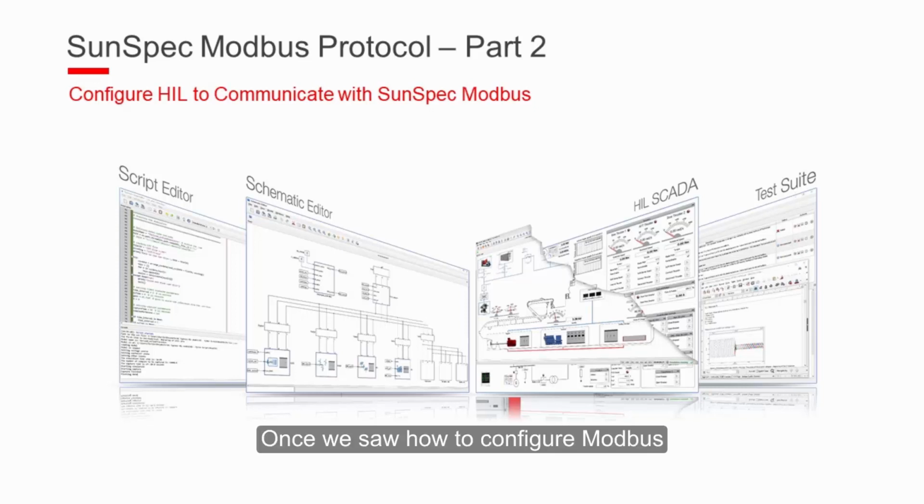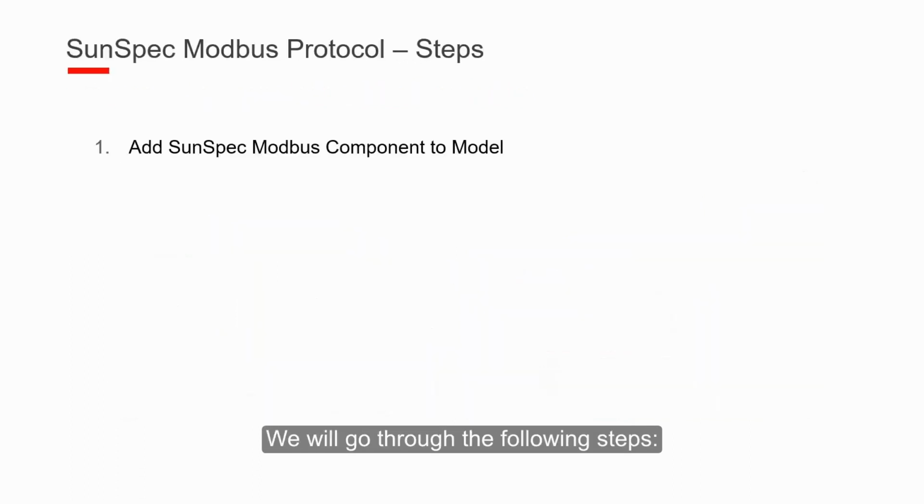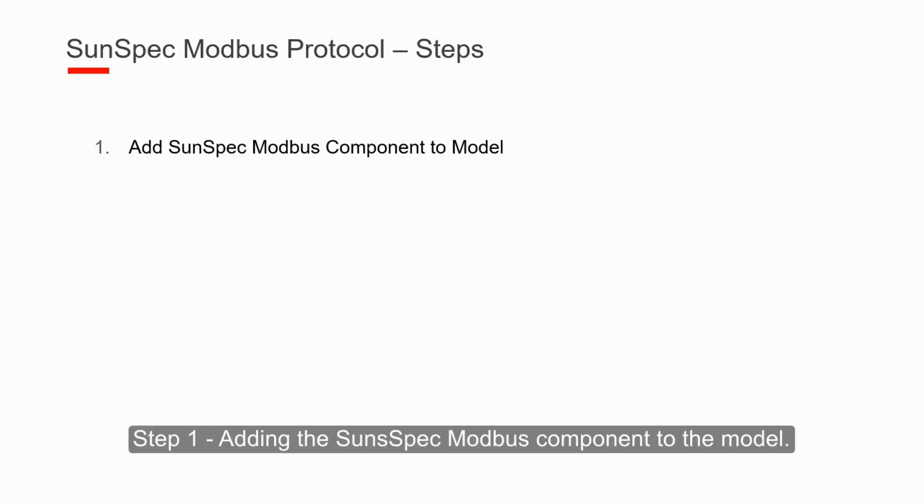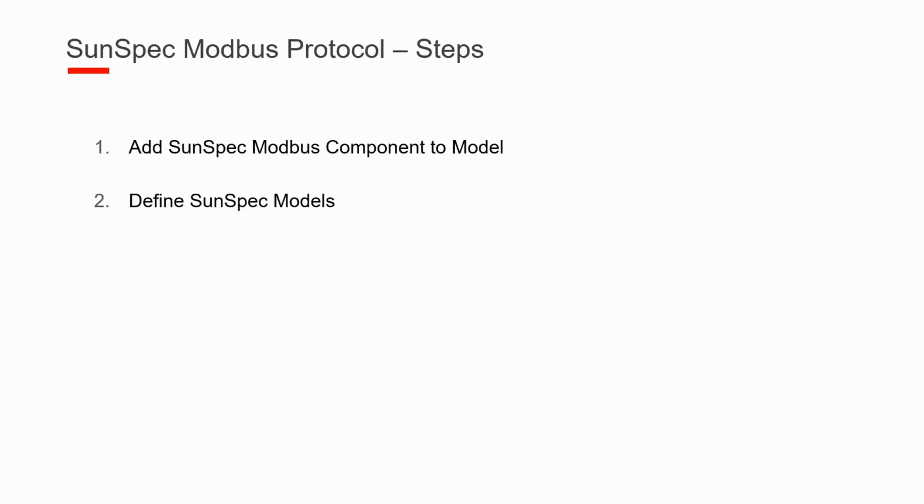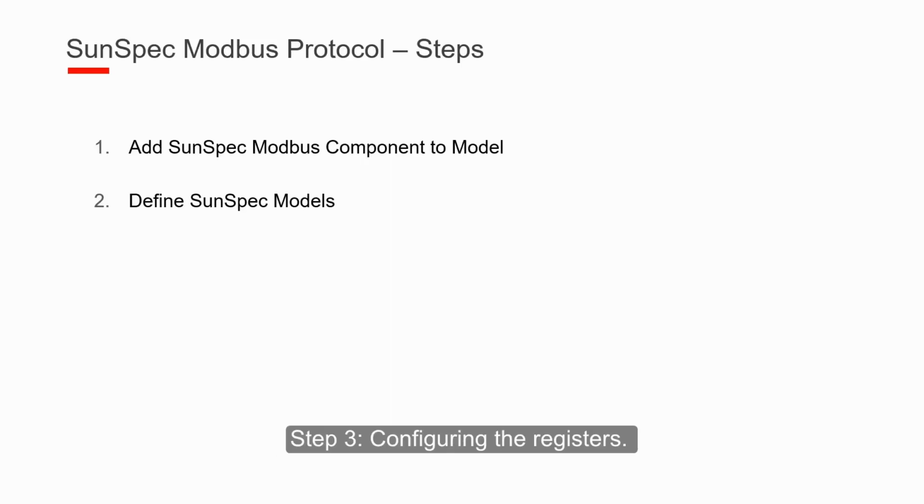Once we saw how to configure Modbus protocol, we can show how you can configure Modbus SunSpec protocol. We will go through the following steps. Step 1. Adding the SunSpec Modbus component to the model. Step 2. Define the SunSpec models. Step 3. Configuring the registers.